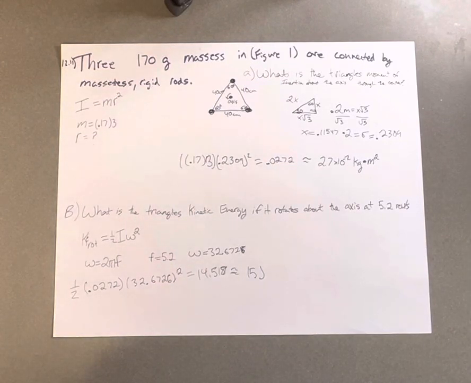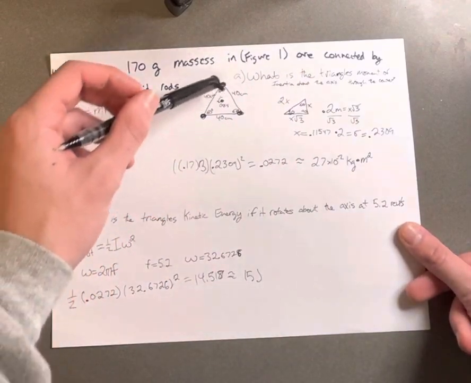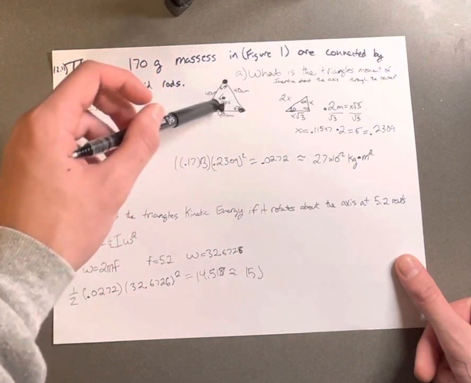12.11, three 170-gram masses in figure 1 right here are connected by massless rigid rods. A, what is the triangle's moment of inertia about the axis through the center? So this is figure 1 here. We have an equilateral triangle around an axis in the center.